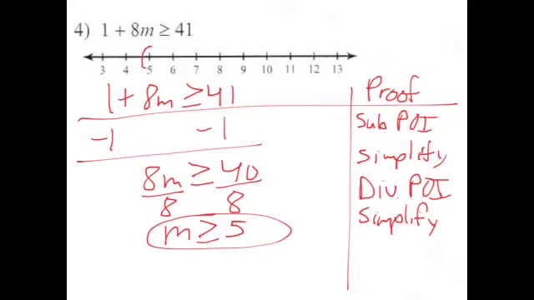So go to 5, put your open circle there. Shade the numbers that are bigger, because m is the numbers bigger than 5. So that's to the right. Put an arrow there. And then we're going to fill in the circle because it says greater than or equal to.